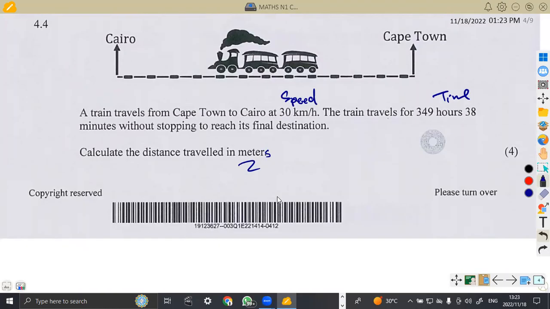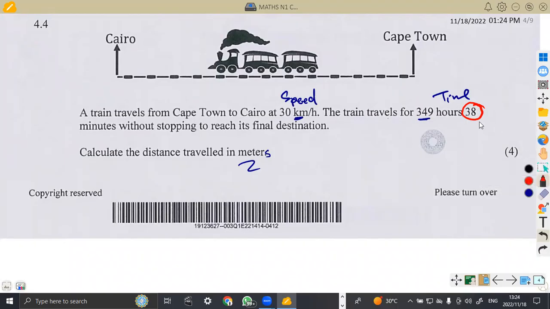So the first thing is for us to calculate at least this distance in kilometers, since we are given the speed in kilometers per hour. So which means our distance will be in kilometers. So we're going to calculate in kilometers, then we convert it. Then our time here, we've got 349 hours, 38 minutes, which means you're supposed to convert that 38 minutes to hours. So how do you convert minutes to hours? Okay, the first thing, that is the conversion.